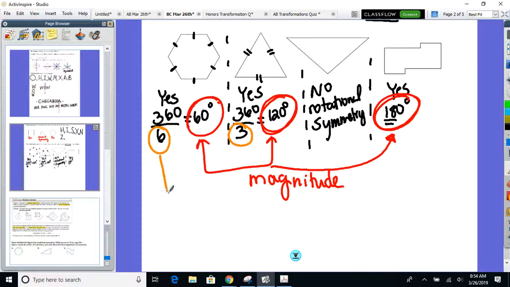These numbers, if you take a look on the next page, are going to be called the order. That's the number of times I can turn a figure from 0 to 360 and get it back. The magnitude, minimum number of degrees, right? The minimum number of degrees.